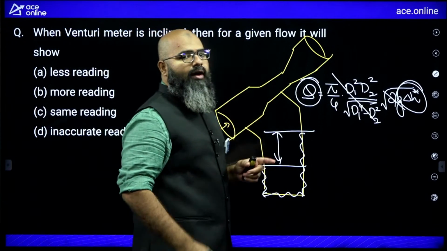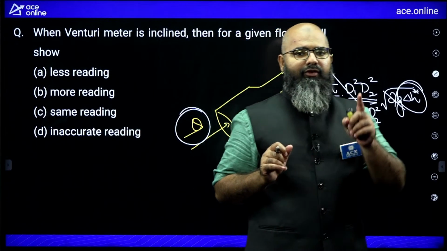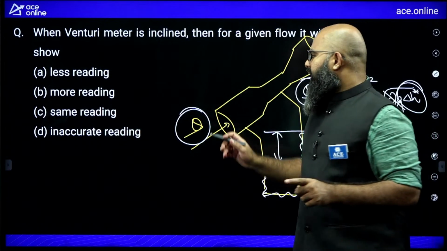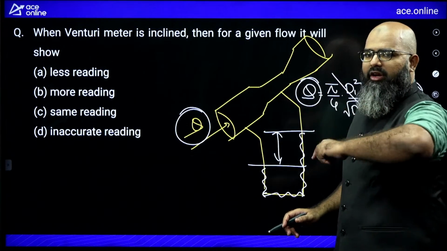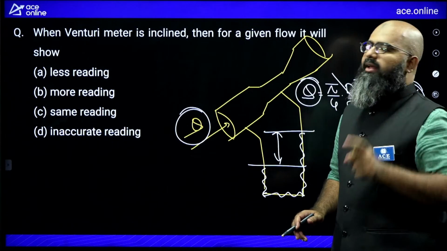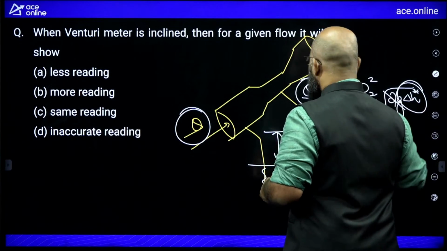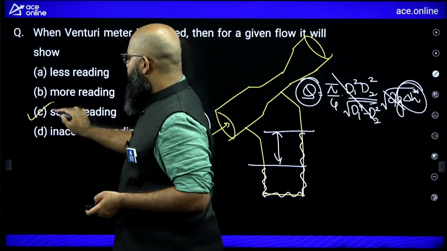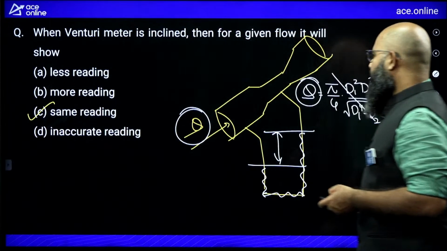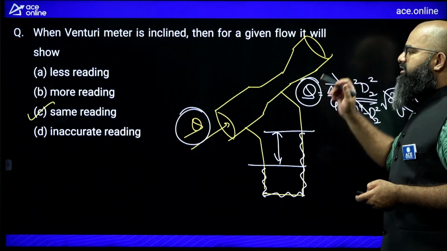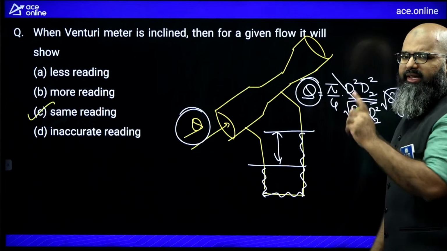So nowhere in the formula of Q is theta present. If you maintain the same discharge, the value of deflection will remain the same, no matter whether you change the inclination or not. So the answer here is same reading. Option C would be correct. Please remember this. You can expect this question again. It has appeared in many examinations.